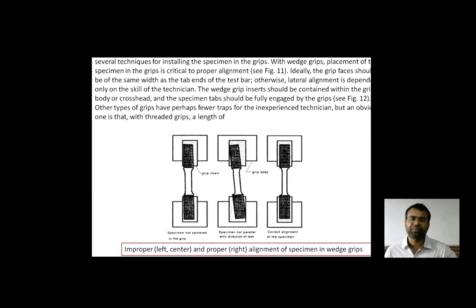So how is that? You can see from the figure there are three figures. Of these three figures, two are showing the wrong placement of the test specimen, and that is how we need to mention these things, and that's why we need to clear all these things. I described earlier in the section the tensile specimen and testing machine. There are several techniques for installing the specimen in the grip.